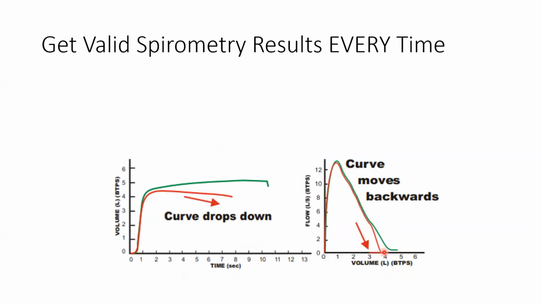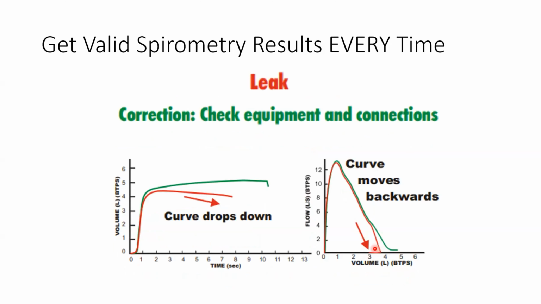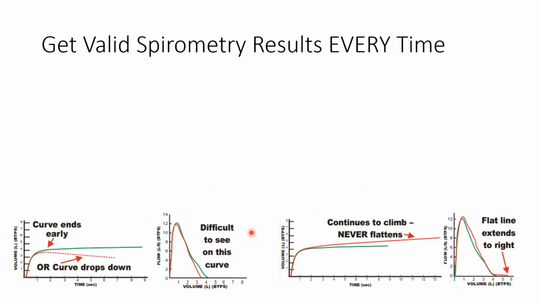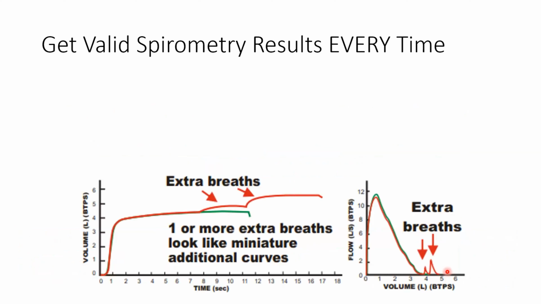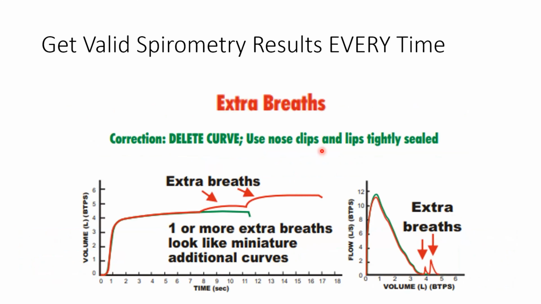Curve drops or moves backwards is a leak. Check your equipment, check your nose clip, check your mouthpiece. Make sure that there's no leaks. Curving down, these are kind of hard to see. This is a negative zero flow error. Make sure that your flow tube is in the right position. It's upright and level to the floor. The positive flow error, coaching is to hold the sensor upright during the test. Extra breaths should not be happening. Okay, use the nose clips and the lips and make sure they're tightly sealed, and make sure that your patient understands the instructions and follows your instructions.